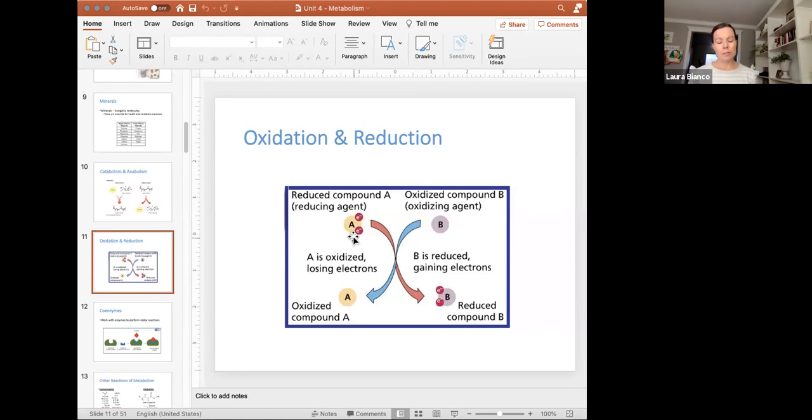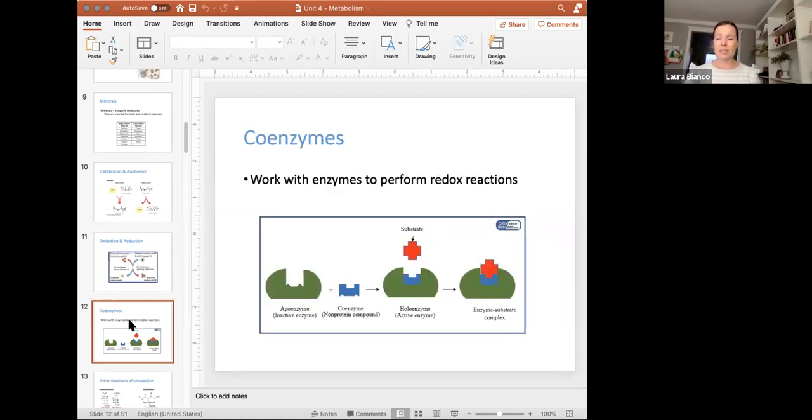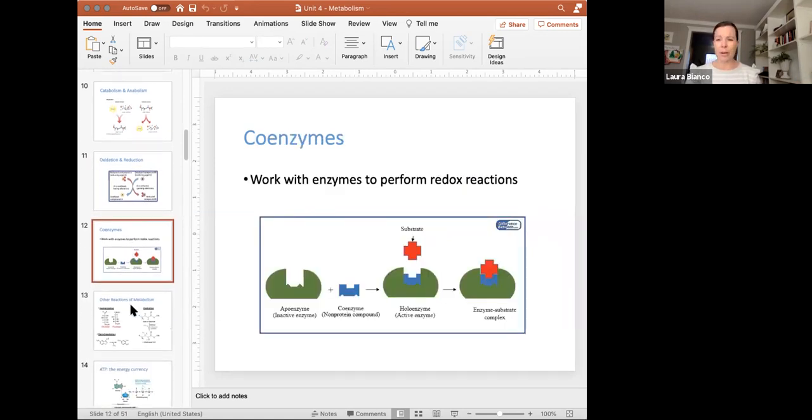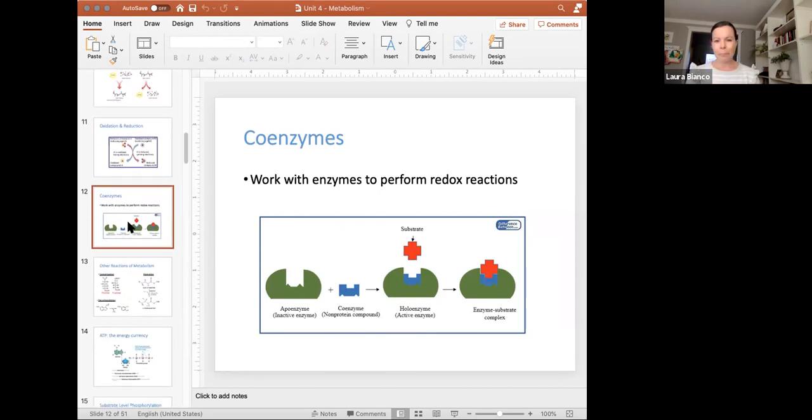So a lot of times these reactions are coupled. So when one molecule is losing its electrons and hydrogen ions, it's giving them away to another molecule, and that other molecule is getting reduced. So those reactions are involved quite a bit with metabolism.